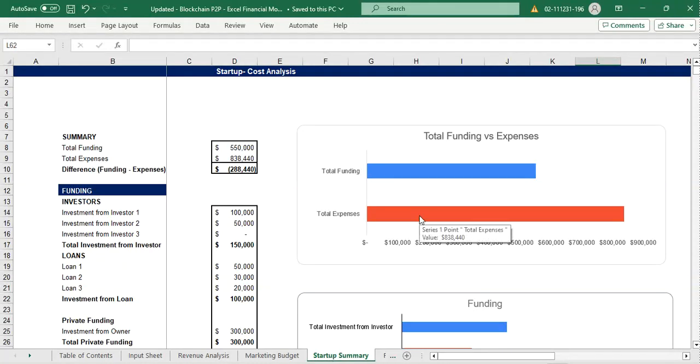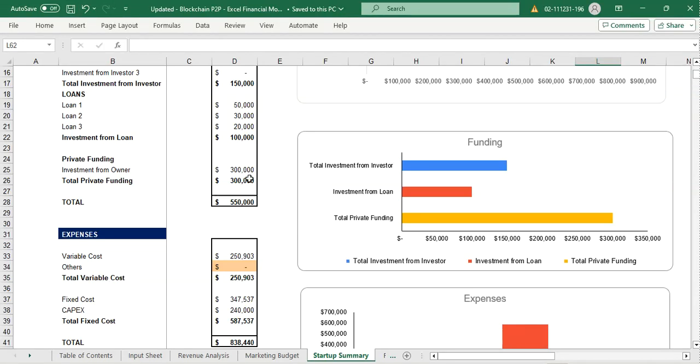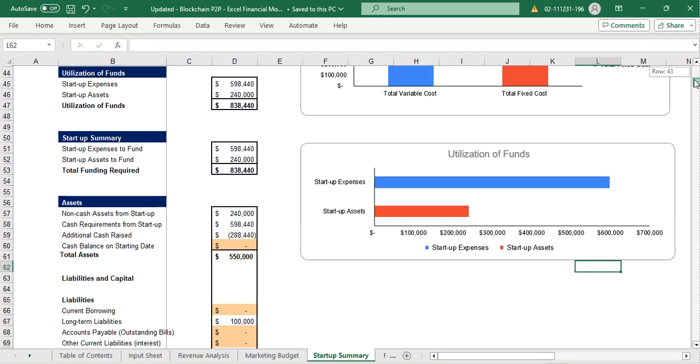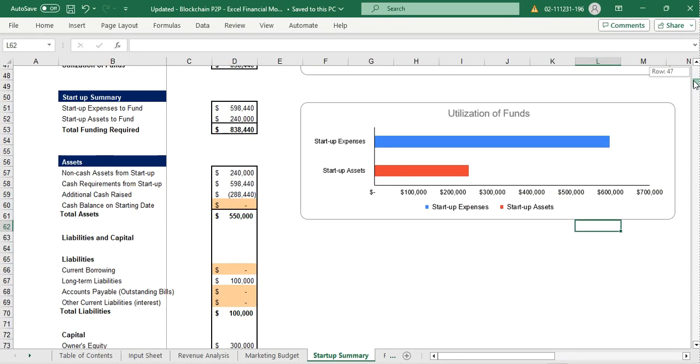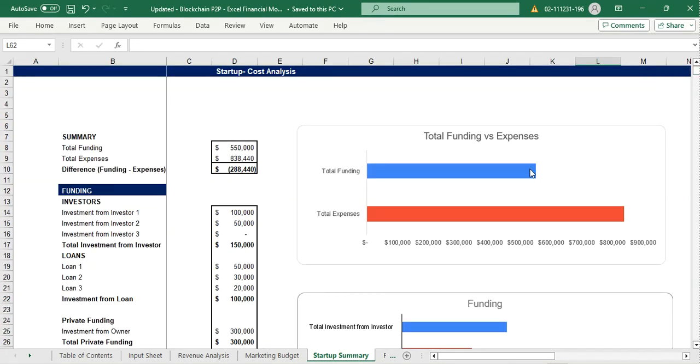Moving on to the startup summary, we have how much of a business is funded by investors, how much of a business is funded by loans, private funding which is investment from the owner. Next up we have the total expenses which are total variable cost and total fixed cost. Moving on, in the startup summary we have the summary regarding assets and liabilities and capital.